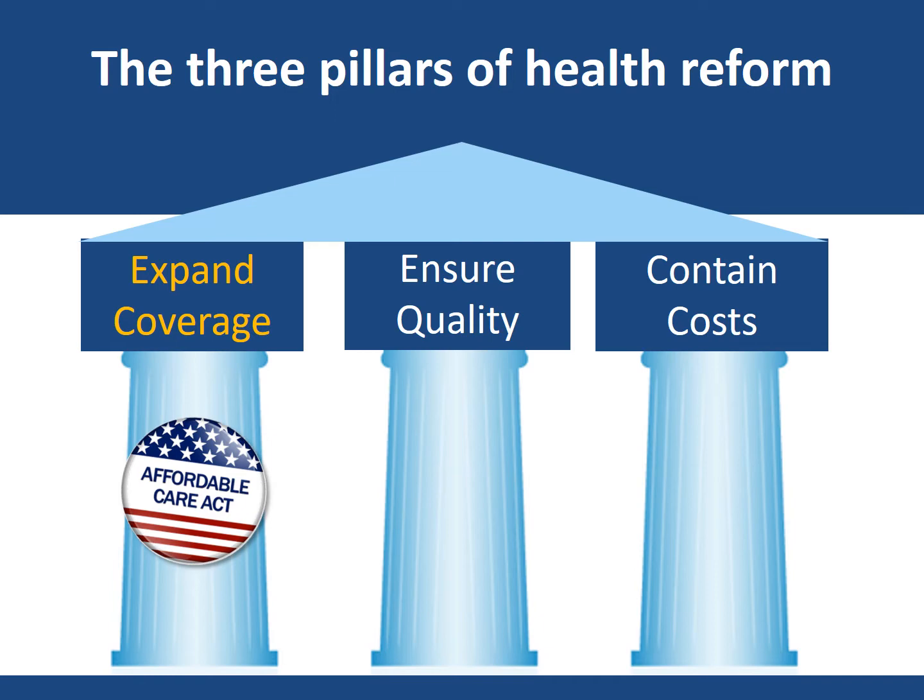So the 3 pillars of health reform. Really, if you want to reform the healthcare system, there's kind of 3 things that have to be focused on. Number 1 is expanding coverage. Number 2, ensuring quality. Number 3, containing costs. It's important to remember that the Affordable Care Act really focused on one thing, and that was expanding coverage, making health insurance accessible to more people. It did some things to ensure quality, it did some things to contain costs, but really the main thing that it accomplished was expanding coverage to more people.